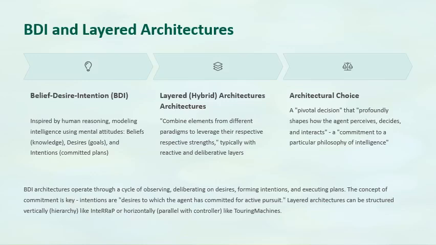The notes mention two main styles: vertical, where it's hierarchical, the planning layer sets goals for the reactive layer. InteRRaP is an example. Right. Or horizontal, where layers work more in parallel, maybe proposing actions, and a controller decides which one wins. Touring Machines is like that. So it's about making the different brain parts cooperate effectively.